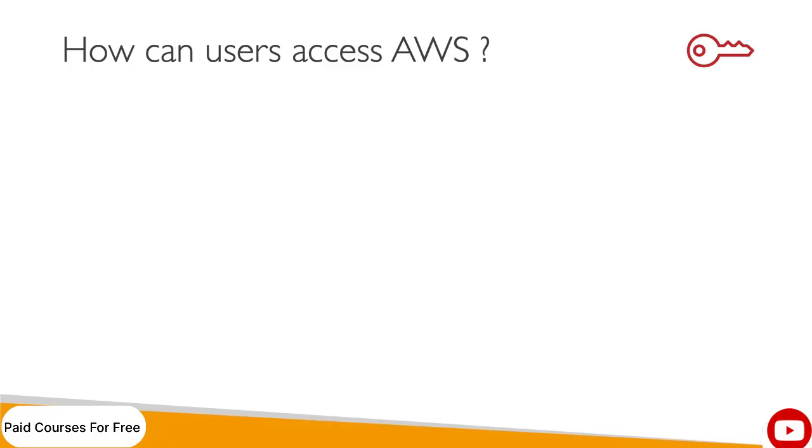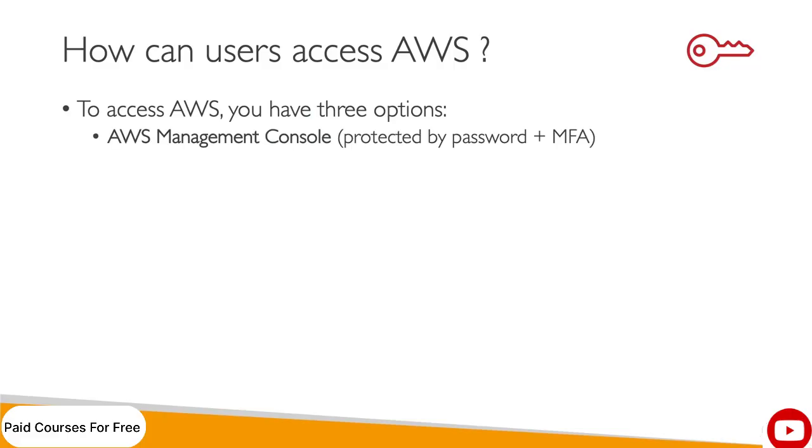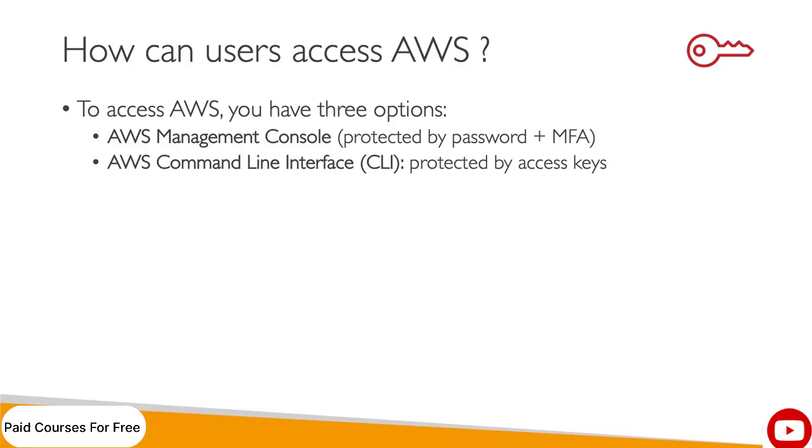So we have seen how to access AWS using the Management Console, which is the web interface that we've done so far in this course. But there are actually 3 different options to access AWS. So the first one is the Management Console as we've seen, and is protected by your username and password, maybe multi-factor authentication. Then there is the CLI, Command Line Interface.